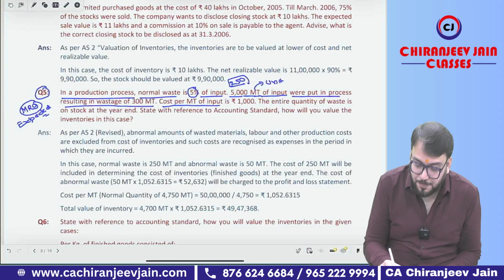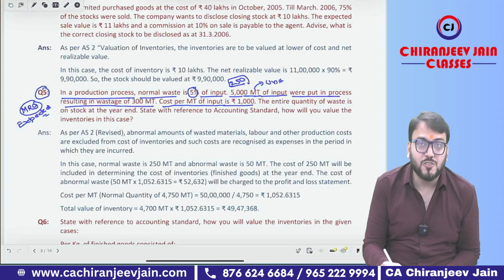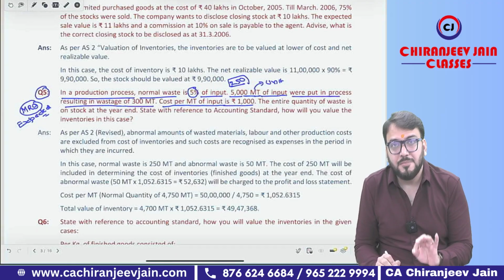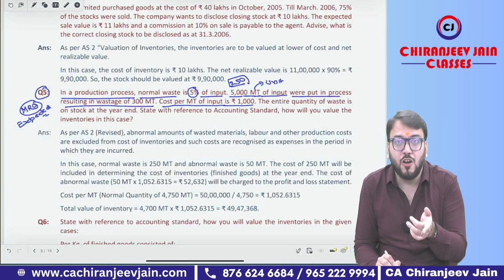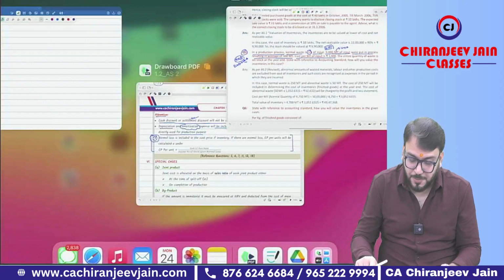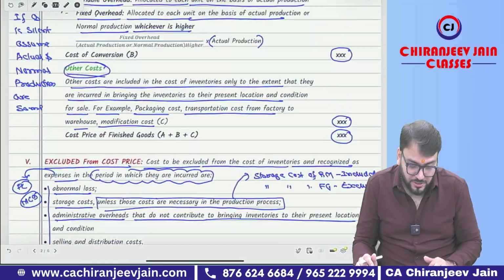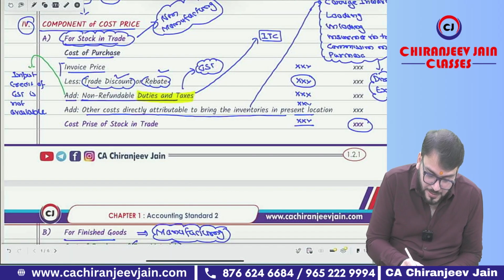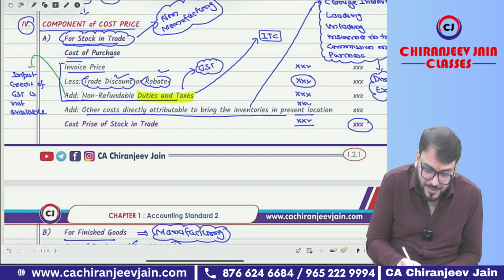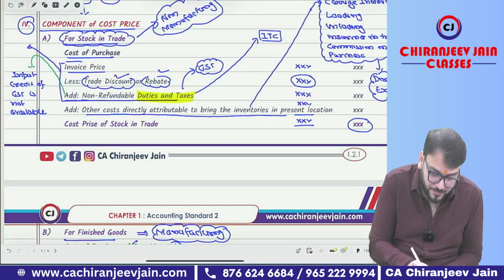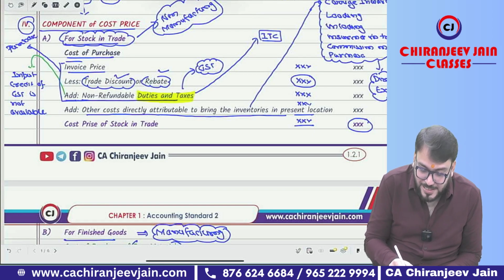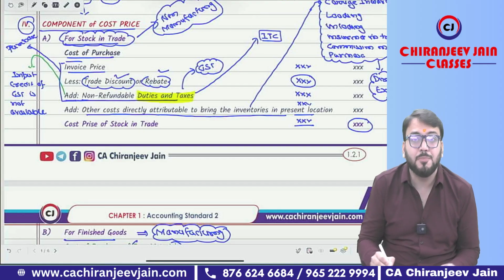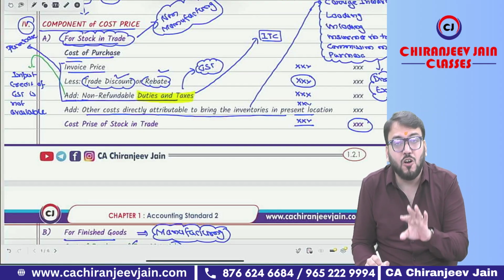Then cost per MT of input is 1000. So they have given cost price only. Cost price they have given means there is a difference between purchase price and cost price. Invoice price less trade discount, and add non-refundable duties and taxes. This is purchase price. But when you add all the directly attributable expenses to bring the inventory to its present location, that becomes cost price. So purchase price and cost price are different.